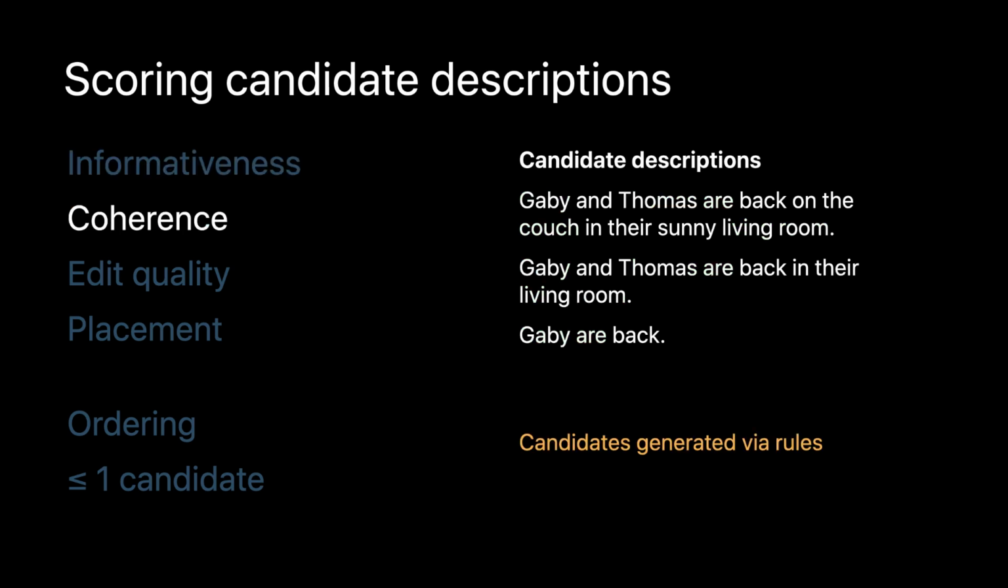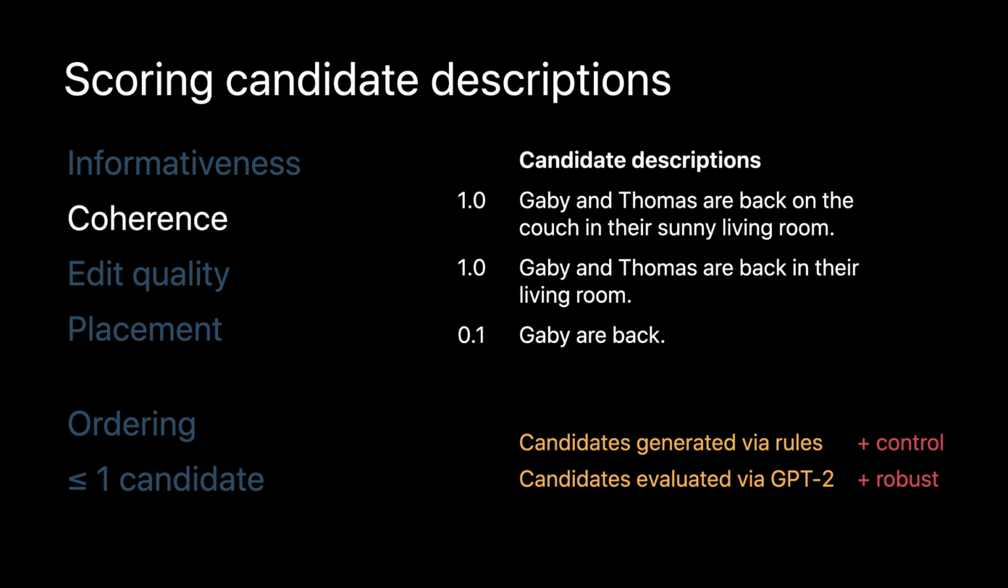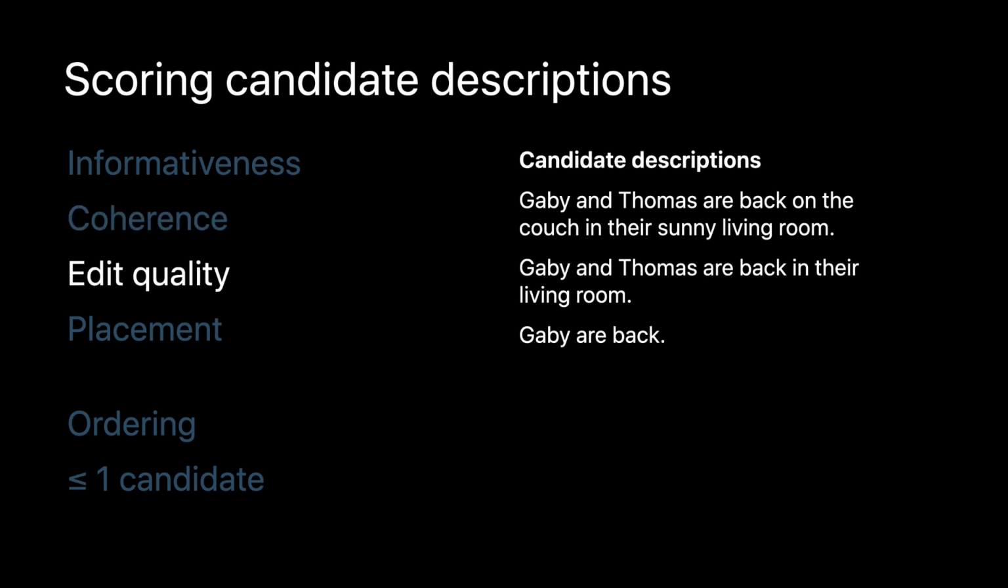We generated our candidates via simple rules to control the space of possible candidate descriptions. But a common problem with rule-based approaches is that they can be fragile and generate grammatically incorrect results like Gabby are back. So we use a robust language model, GPT-2, to find the likelihood of a sentence occurring in English. Generally, most scores for each description are close to each other, but grammatically incorrect sentences are often orders of magnitude less coherent than the others.